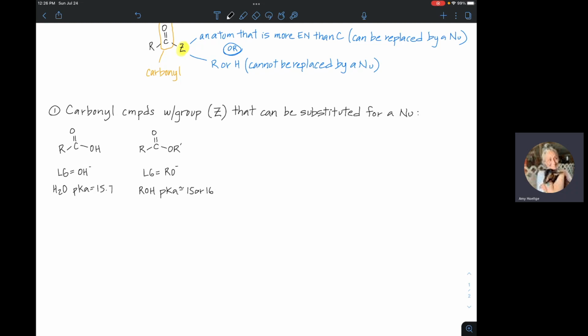So water or an alcohol are pretty equal in their ability to take off. Another derivative of a carboxylic acid would be an acyl chloride. Remember, the acyl group is this R, C double bond O. There's your acyl group right there. And we'll put a chloride on there.